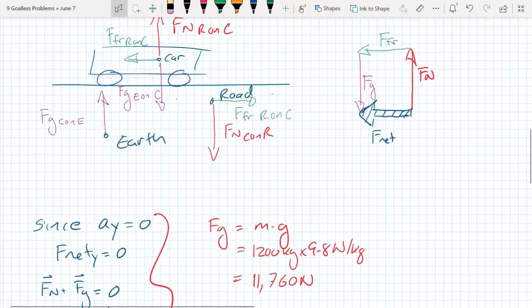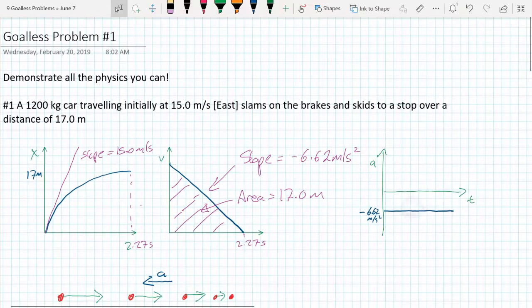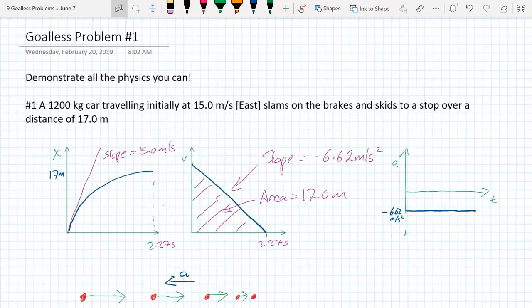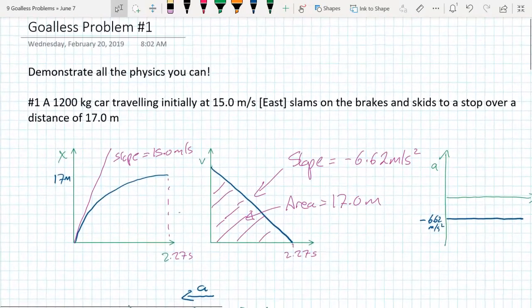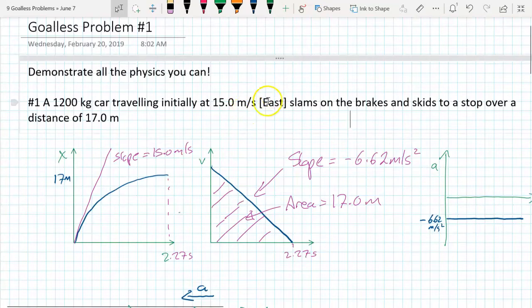Okay, so that's a goalless problem, and this is some of the things you can do given this scenario. Some of the other problems may lend themselves more to just forces and less kinematics. Other ones more towards kinematics, less forces perhaps. You can consider energy here, right?